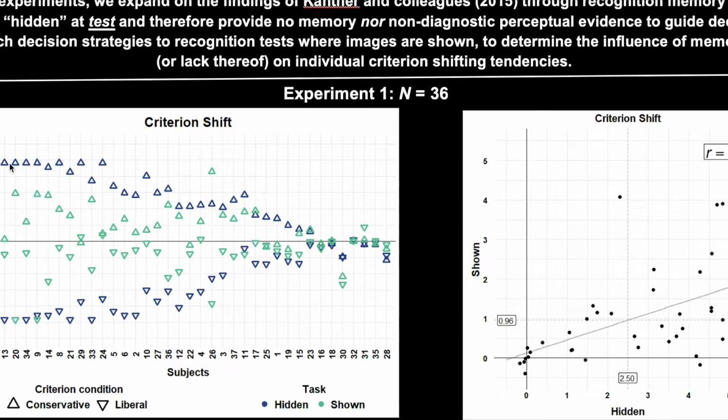As you can see, a handful of participants appropriately adopted an extreme strategy that completely avoided critical errors, but many individuals failed to shift their criteria despite having no memory evidence to base their decision off of. Interestingly, the relationship between how much people shifted their criteria when images were shown versus hidden was actually quite strong, suggesting that individuals implement very similar decision strategies regardless if there's memory evidence or not.